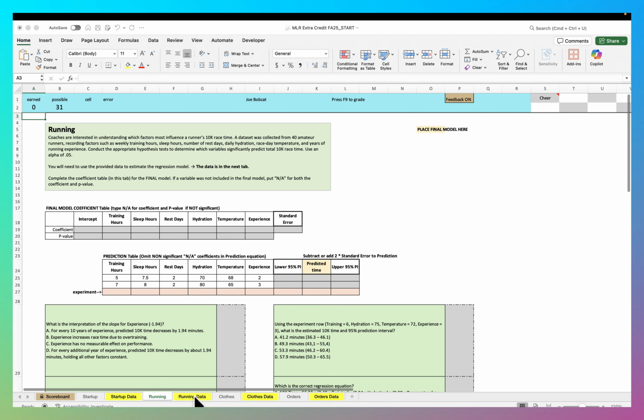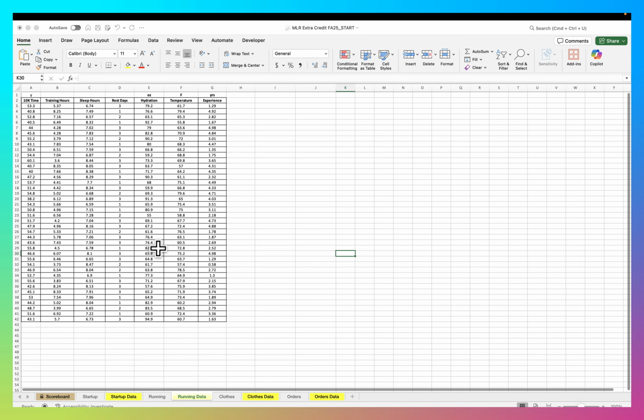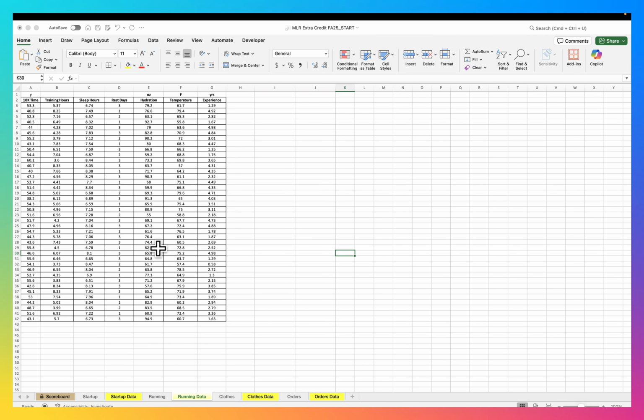All right, so let's look at the data. So lots of columns here. And remember, Y is still in the first column, and that's 10K race time. Obviously, lower times are better. In terms of hydration, that's measured in ounces, temperature in Fahrenheit, and experience measured in years.